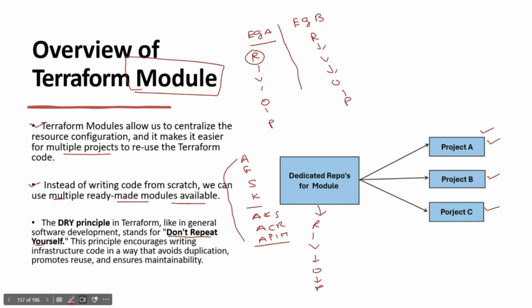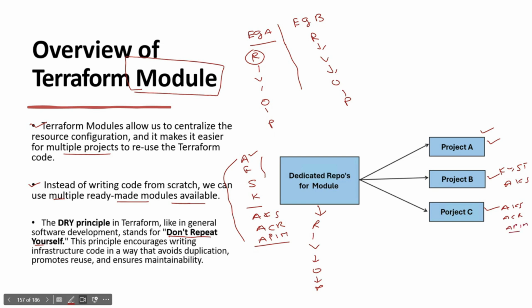Maybe in project A, we only need Azure function app, app service plan, and a storage account. Maybe in project B, we only need, I would say, key vault, storage account, and AKS. And in project C, we are going to have, I would say, AKS, ACR, and APIM. So we do not need to write any code from scratch.